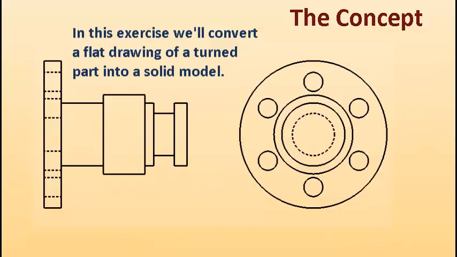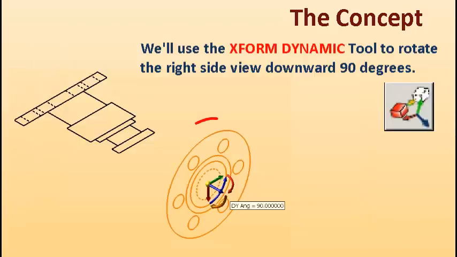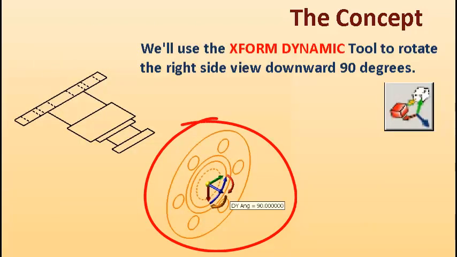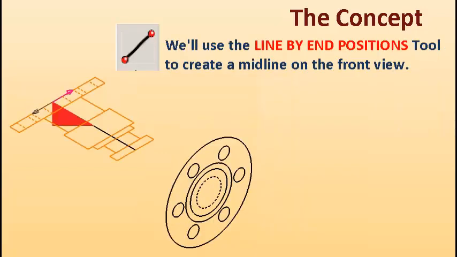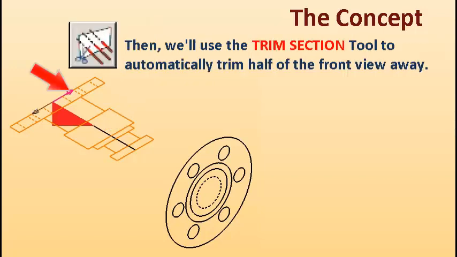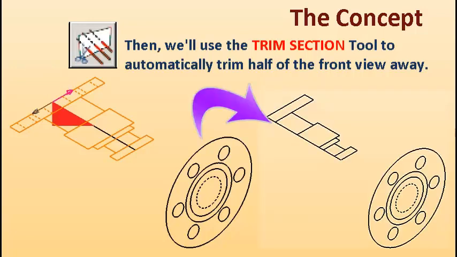In this exercise, we'll convert a flat drawing of a turned part into a solid model. We'll use the X-Form Dynamic tool to rotate the right side view downward 90 degrees. We'll use the Line by End Positions tool to create a line on the front view. Then we'll use the Trim Section tool to automatically trim half of the front view away.